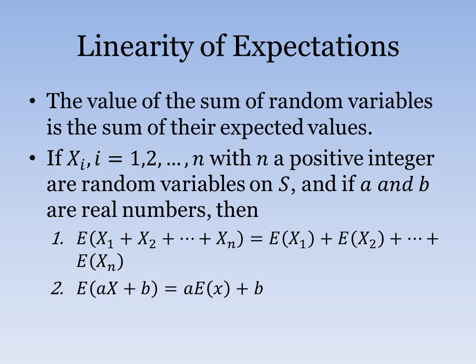Linearity of expectation. The expected value of the sum of random variables is the sum of their expected values. If Xi, i is 1 to n, with n being a positive integer, and if a and b are real numbers, then the expected value of the sum of the random variables is the sum of their expected values. And we also have the expected value of a scalar a times the random variable X plus another real number b is equal to a times the expected value of X plus b.